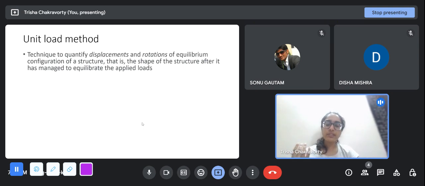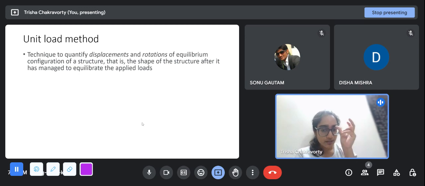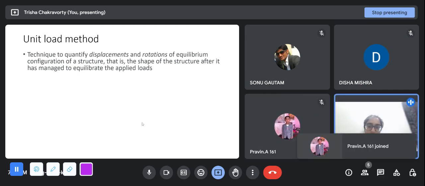That is the shape of the structure after it has managed to equilibrate the applied force loads. Now, as I have said before, unless there is equilibrium in a structure, we won't be talking of it. If a structure is unstable, then it is not a structure at all, it is not permissible, so we do not care about it. Only once a structure is in equilibrium and stable, then we will calculate the forces generated, or the displacements and rotations.